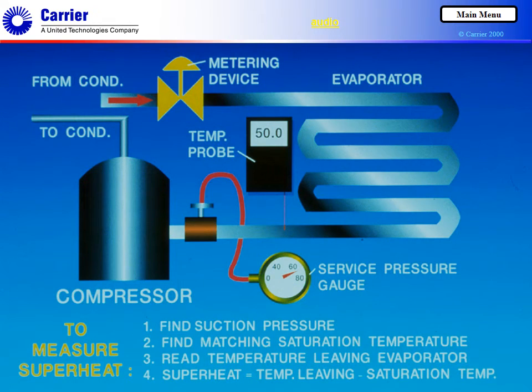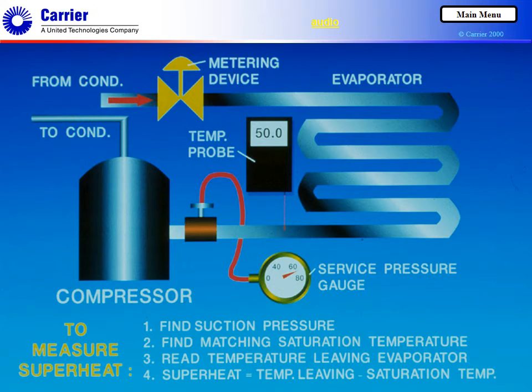Superheat at the evaporator outlet is an important measurement to have when troubleshooting a system or when adjusting the superheat on a thermostatic expansion valve. On most systems, the easiest way to measure superheat is to take one pressure reading and one temperature reading from the system as it operates.